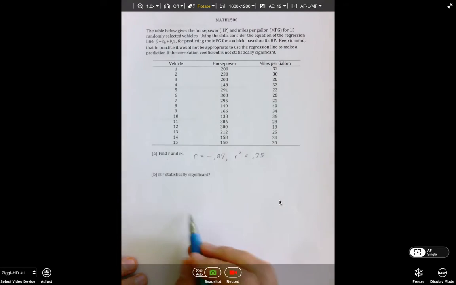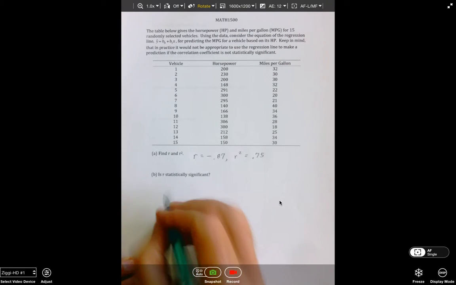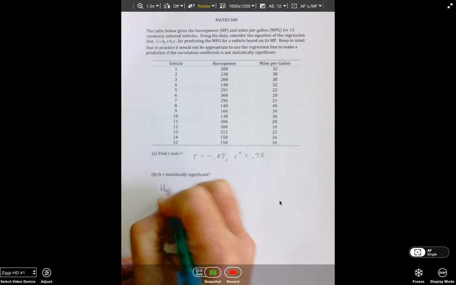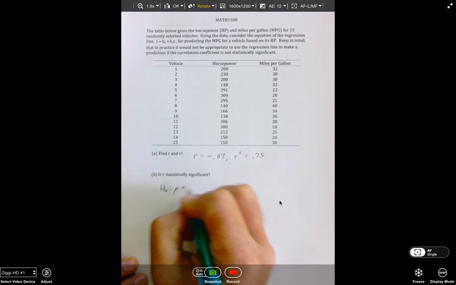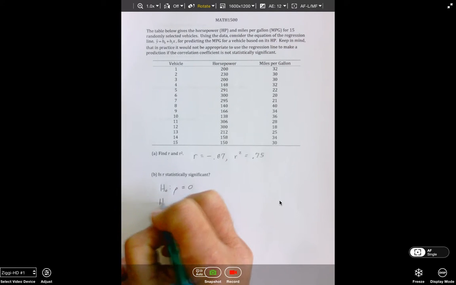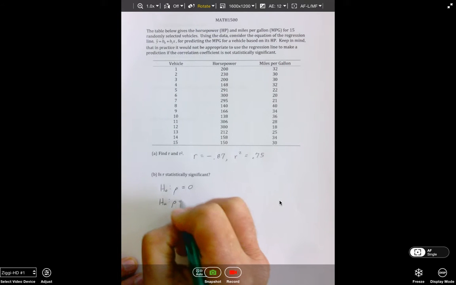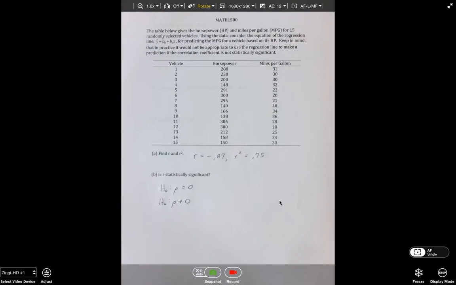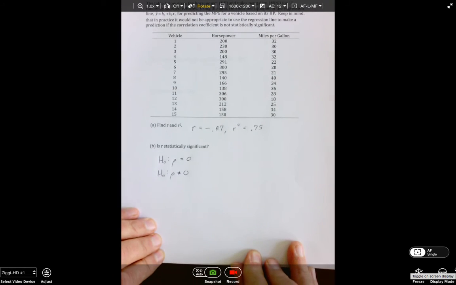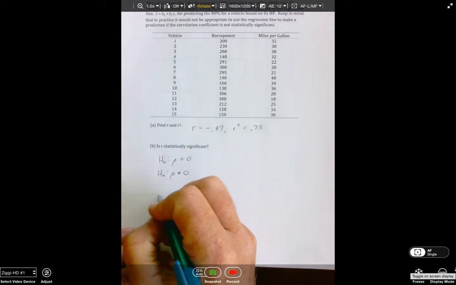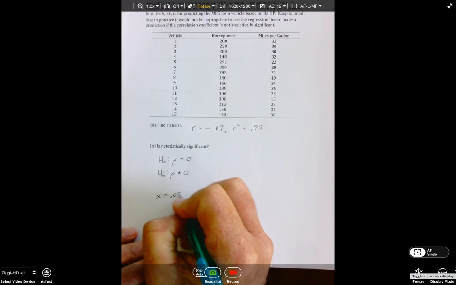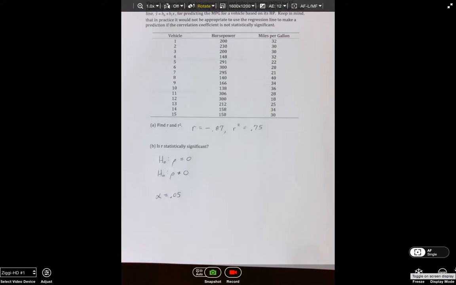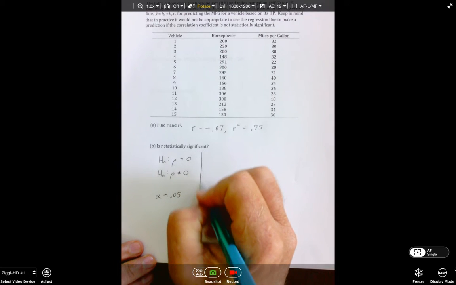Well, we're going to do the same thing we've done before. These problems are always testing rho equal to 0, rho not equal to 0. We're going to create our test statistic. Next thing we're going to do is set our alpha, and if it's not given, it's always going to be 0.05. If it's given, use the value it's given, but if not, we'll use 0.05.